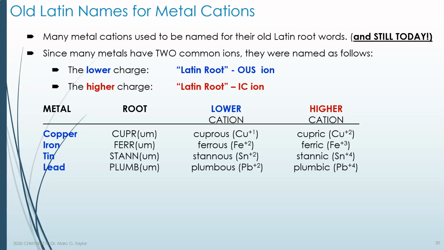So you have these roots that derive from the ancient Latin names, CUPR for copper, FERR for iron, coming from ferrum, and then you add OUS or IC, depending on whether you're looking at the lower cation or the higher charged cation. So copper +1 and copper +2 are cuprous and cupric ions. Iron +2 and iron +3 are ferrous and ferric ions. Tin +2 and tin +4 are stannous and stannic ions, and lead +2 and +4 are plumbous and plumbic ions.